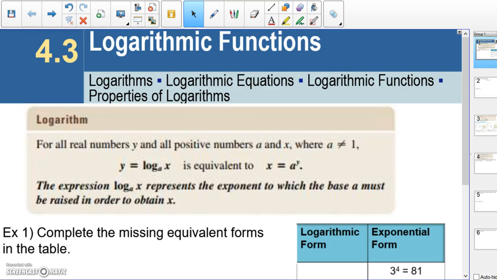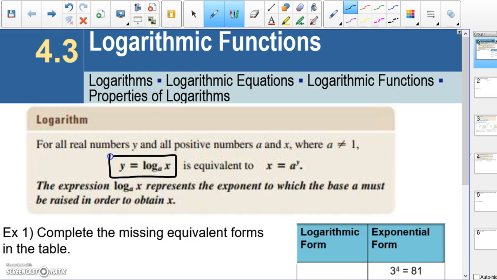4.3 Logarithmic Functions. We start with this definition of a logarithm, and you see this equation right here, y equals log base a of x. So it's important to understand that a logarithm is the inverse of an exponential. And so most of the time it is useful for us to be able to go back and forth between a logarithm and an exponential. And so we say that these two things are equivalent statements.